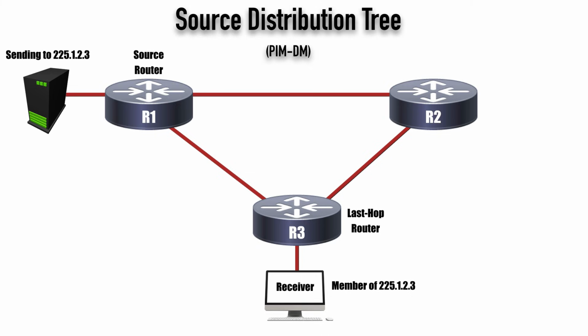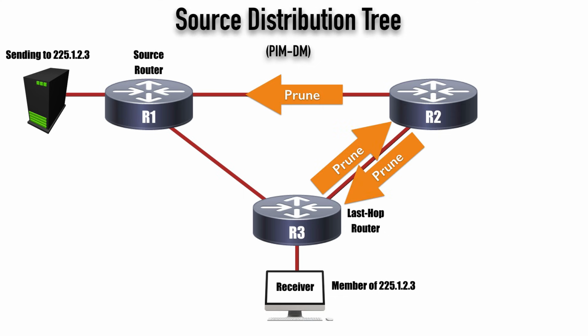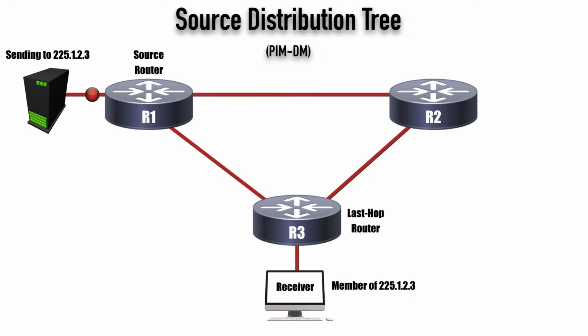And R2 received a copy from R3, and since R2 no longer wants to receive multicast traffic, it's going to send a prune message. Just like we might take some pruning shears and literally cut a branch off of a tree, we're going to prune off router R2 from this distribution tree. We're going to send a prune message to R1 and R3, and router R3, it no longer wants to receive multicast traffic from router R2, so it's going to send it a prune message. And as a result, we're left with an optimal tree.